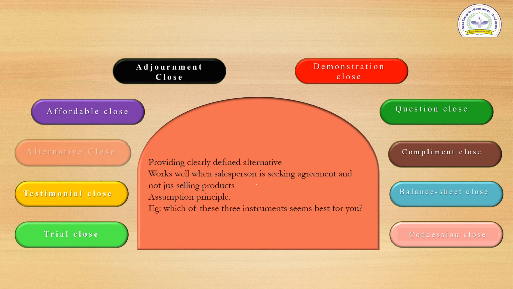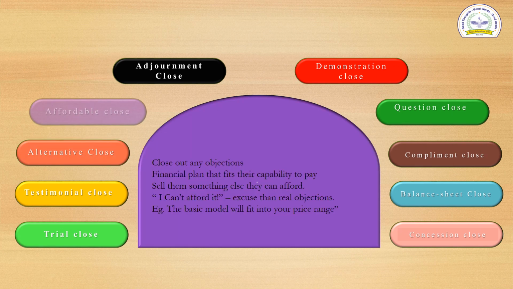Next is affordable close. In this kind of method, close out any objections the customer has about price by making sure they can afford it. Find out how much the customer can afford and then the salesperson should have a financial plan that fits their capability to pay.